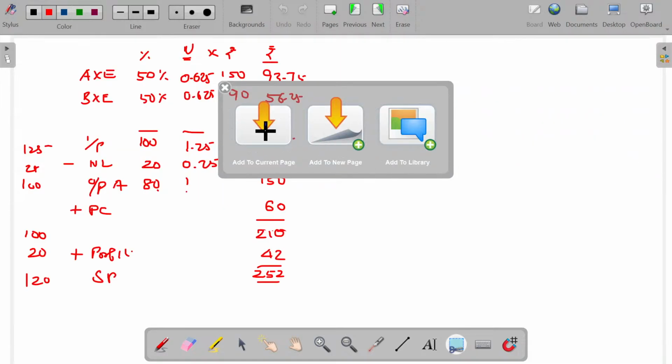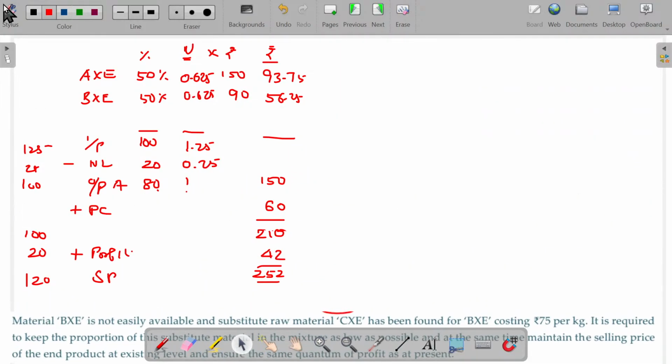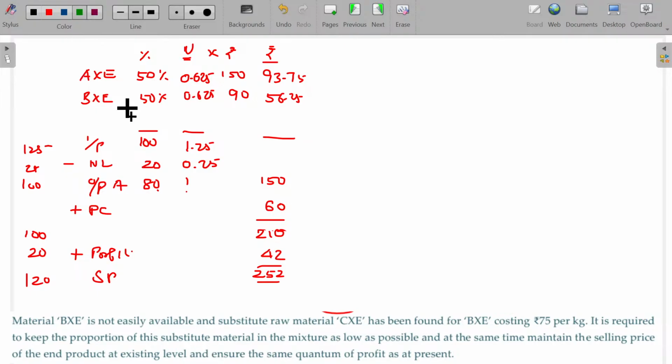Now, the 3 lines. BXC is not easily available and a substitute raw material CXC has been found for BXC, costing 75. So we don't have the BXC, we have CXC. The price for the CXC is 75 rupees. From this it is very clear, BXC is costlier at 90, CXC costs less at 75 only. Clear? That one is 90, this is 75.